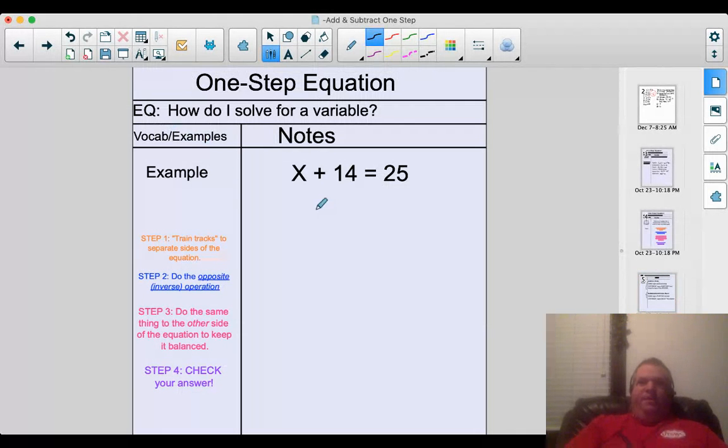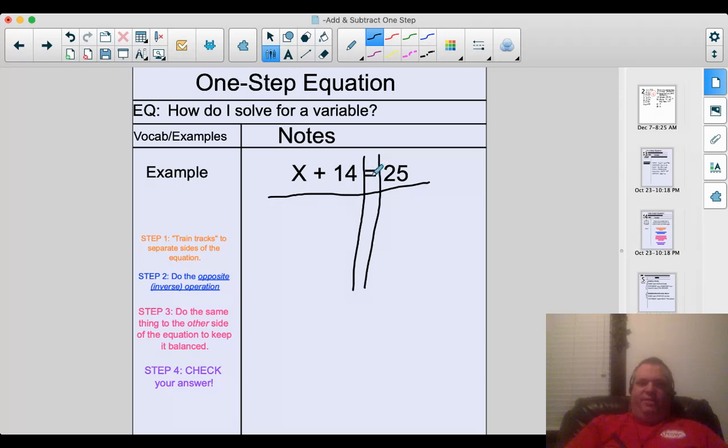All right, so let's do my steps. So step one, train tracks. Here's what I mean by train tracks. I'm going to underline, and I'm going to take the equal sign and just draw a set of parallel lines alongside of it. Okay, this looks kind of like train tracks. And the reason I'm doing that is to separate the left side of the equation from the right side.